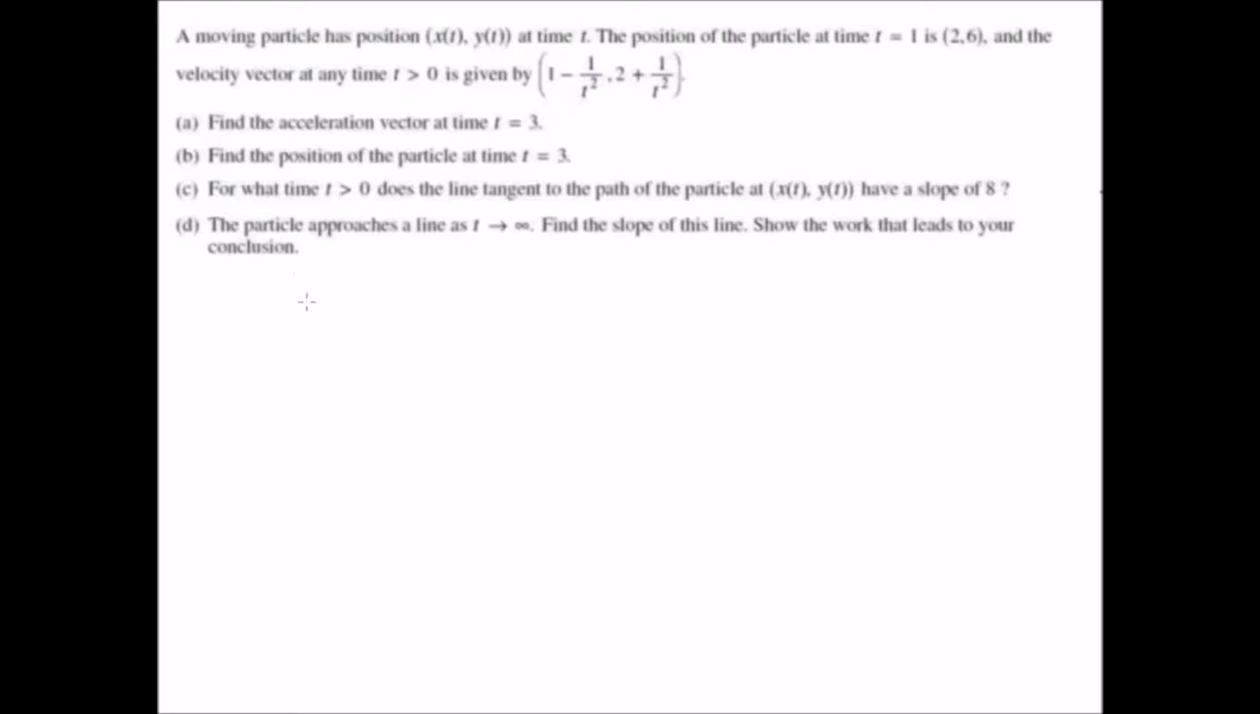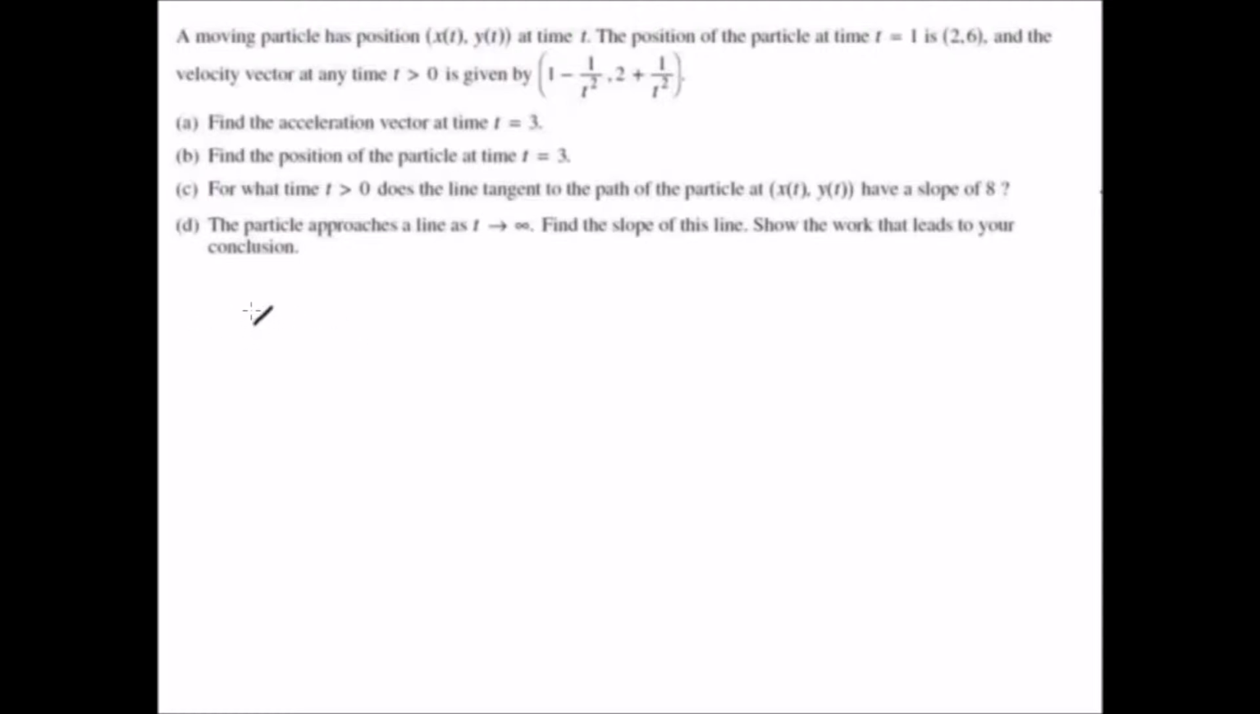With this problem, we're given a moving particle has position x of t and y of t at time t. The position of the particle at time t equals 1 is (2, 6), and the velocity vector at any time t greater than 0 is given by (1 minus 1 over t squared, 2 plus 1 over t squared). First problem is to find the acceleration vector at time t equals 3.